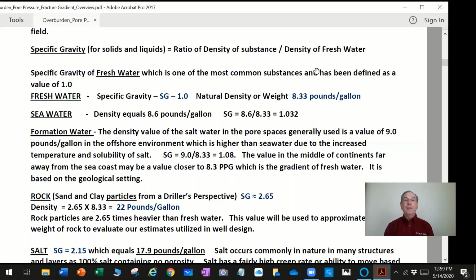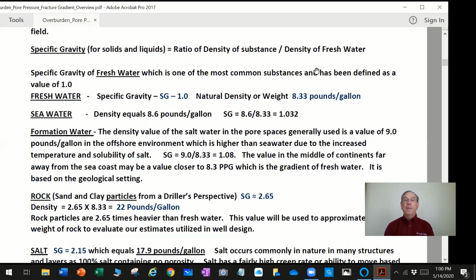Formation water is the density value of salt water in the pore spaces, and it's generally used as a value of 9 pounds per gallon in the offshore environment, which is higher than the seawater due to the increased temperature and solubility of salt at the higher temperatures. So if we wanted to calculate the specific gravity of the brine that's in the pore spaces, we would use 9 divided by 8.33, and that would be a value of about 1.08.